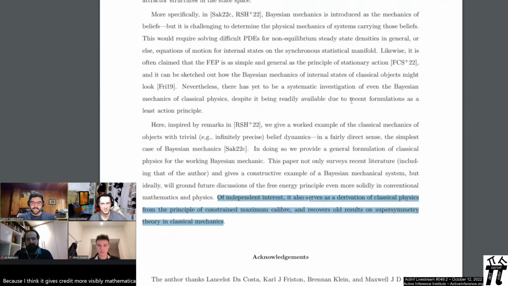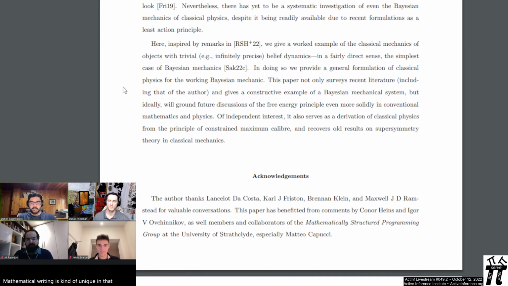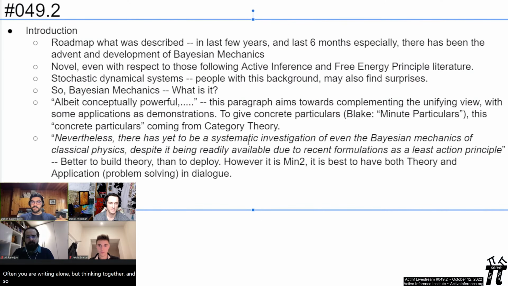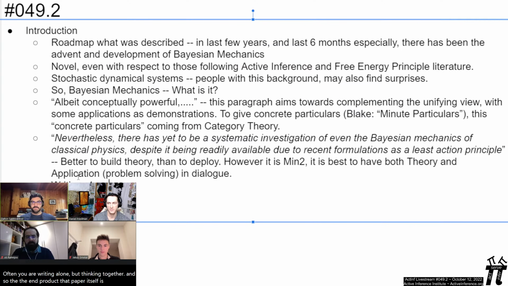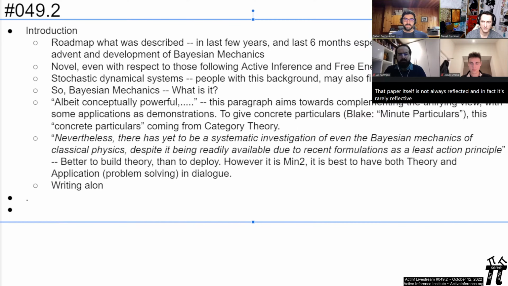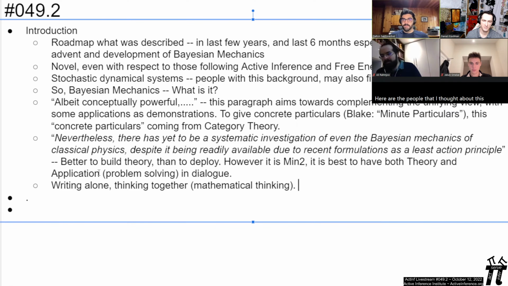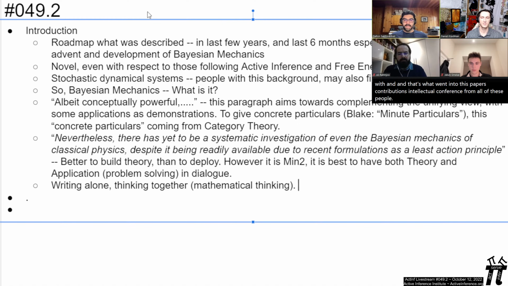Mathematical writing is kind of unique in that often you are writing alone but thinking together. And so the end product, the paper itself, is not always reflective, and in fact is rarely reflective of the mathematical thinking that went into it. So it's good to front load that information. It's good to say straight away, here are the people that I thought about this problem with. And that's what went into this paper, intellectual contributions from all of these people that I had conversations with or bounced ideas off of. And so the acknowledgements is right there in the beginning.